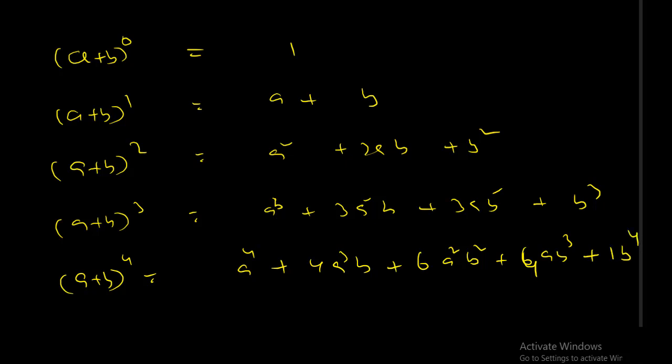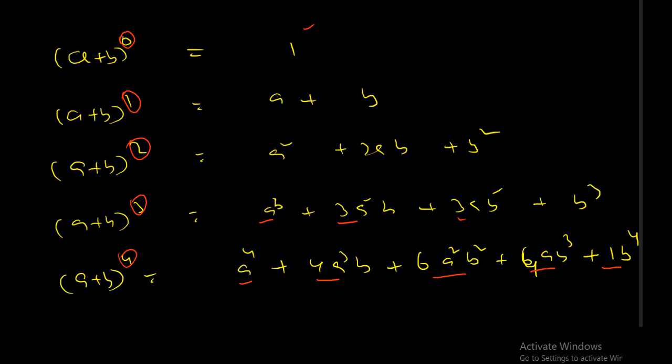This is the expansion. So, what are the observations here? That is an important thing. This expansion will have one term, this expansion will have two terms, this will have three terms, this will have four terms, and this will have five terms. Each term's degree is 4 here, and here each term's degree is 3.